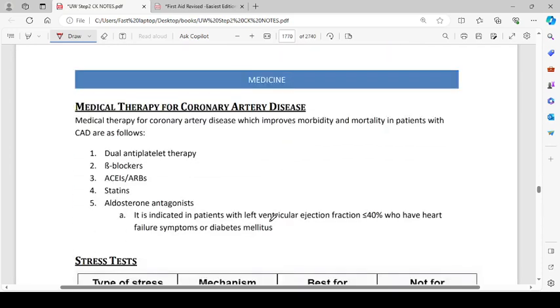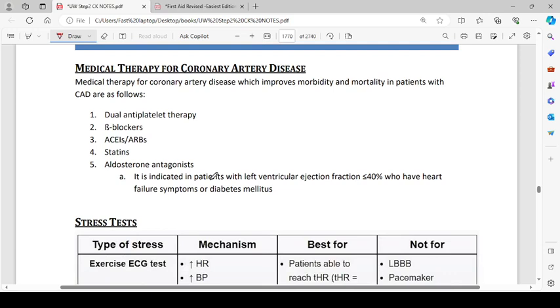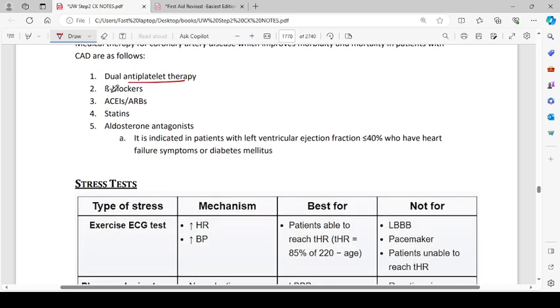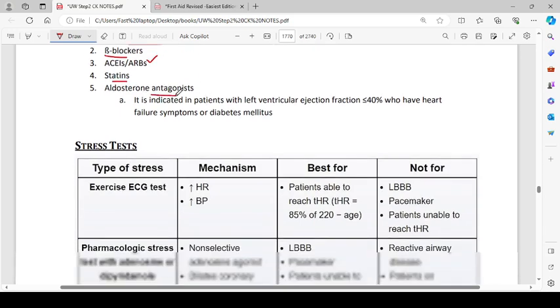Then we have the next thing, medical therapy for coronary artery disease, which improves morbidity and mortality in patients with coronary artery disease, as follows. We can give dual antiplatelet therapy, then beta blockers, ACE inhibitors and angiotensin receptor blockers, statins, and aldosterone antagonist. It is indicated in patients with a ventricular ejection fraction of less than 40% who have heart failure or diabetes mellitus.